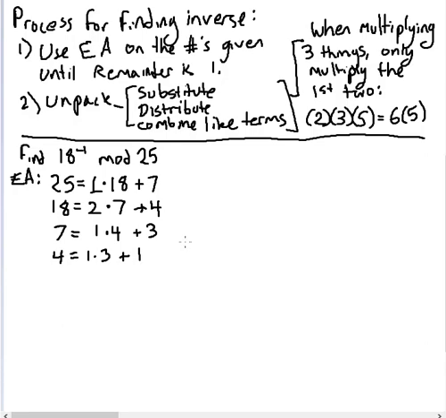So, we're going to unpack this now. I'm going to end up using each of these equations in reverse order. So, first, I want to take equation 1 and solve for 1. And how do I want to do that? Well, I'm going to write this: 4 plus negative 1 times 3 equals 1.